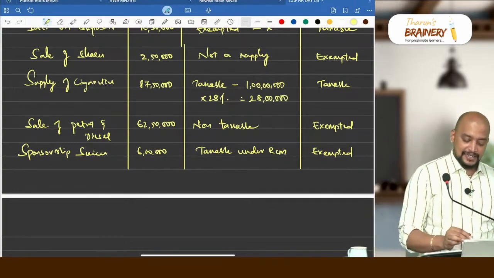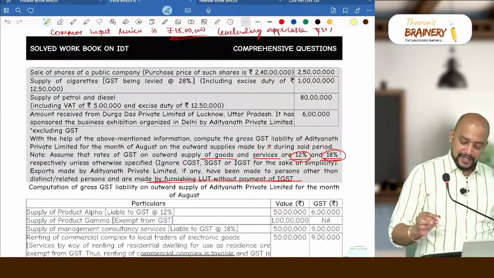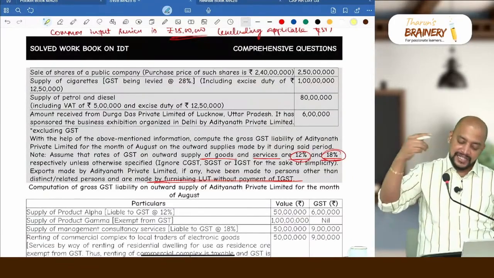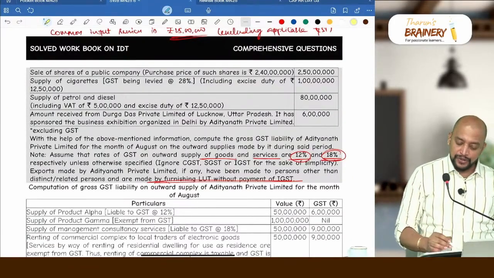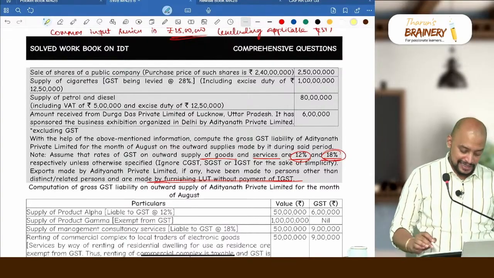28 lakhs. Next one, anything else in the outward supply? No. Amount received from Durgadas Private Limited of Lucknow, that's it.